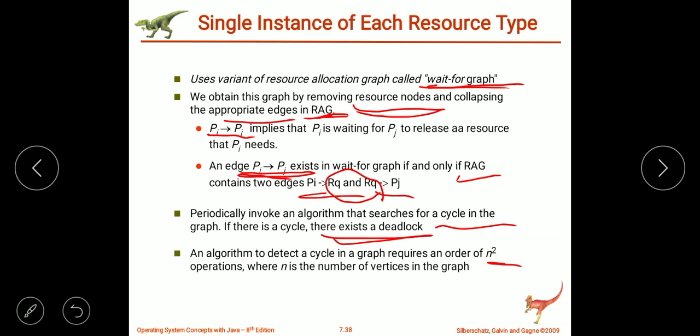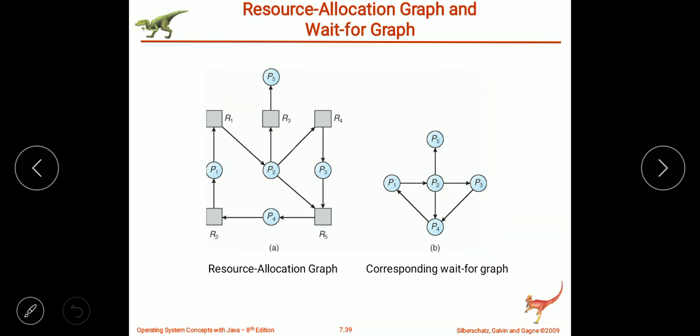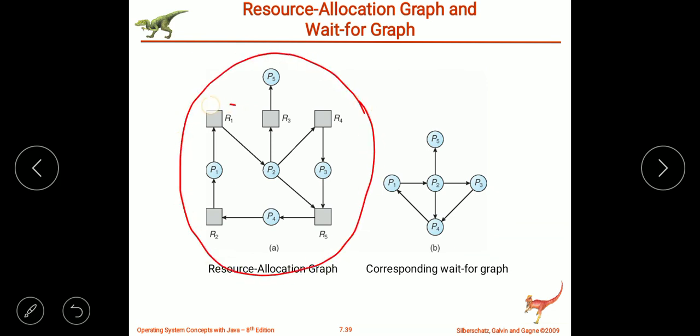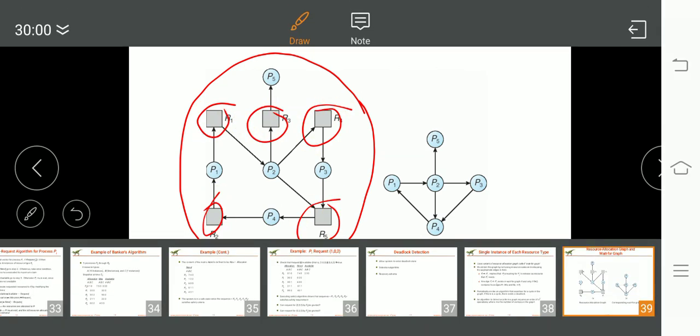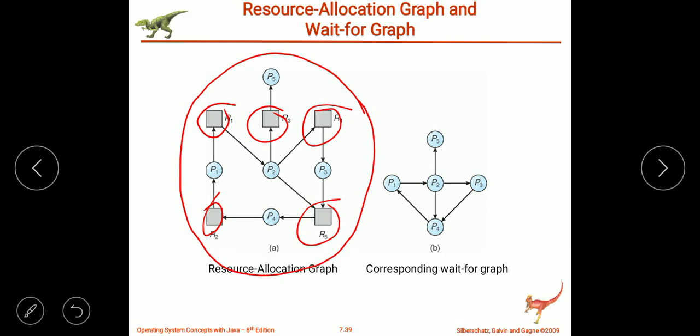It means that the time complexity of this algorithm is n square. N is nothing but the number of vertices, that is, the number of processes in the graph. See, this is our resource allocation graph. If we remove all the resources and their corresponding edges, we would get the wait-for graph.